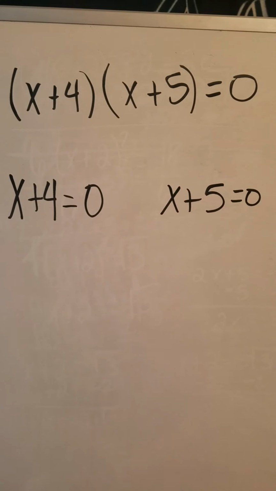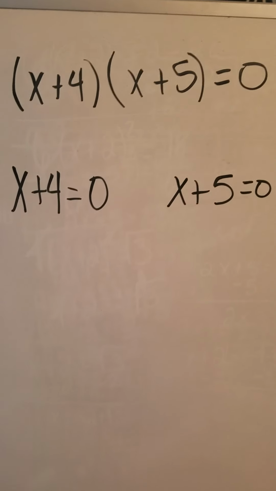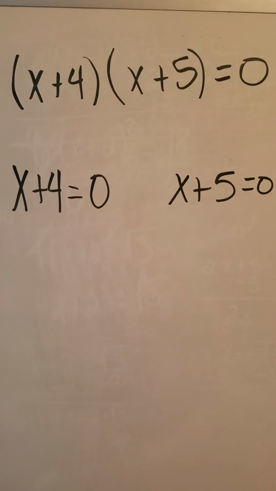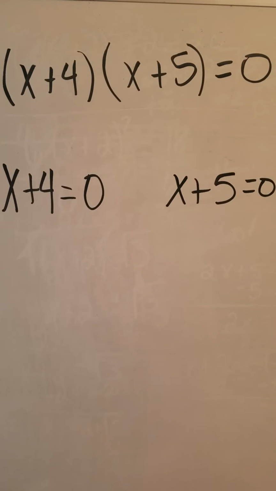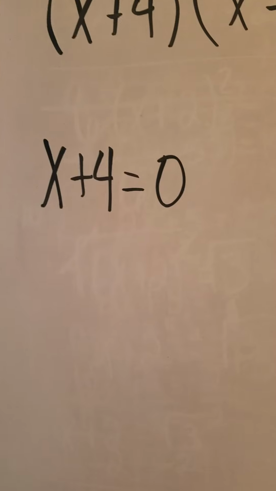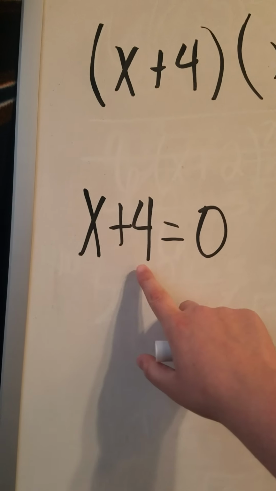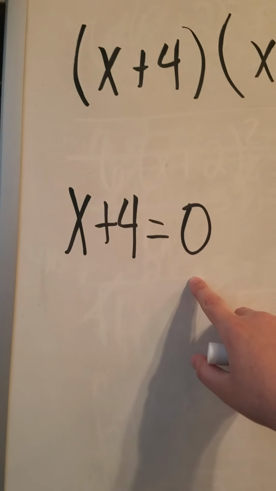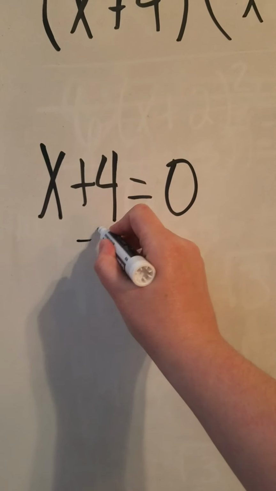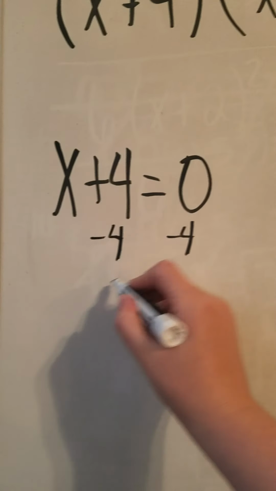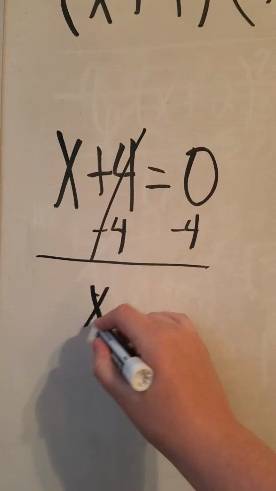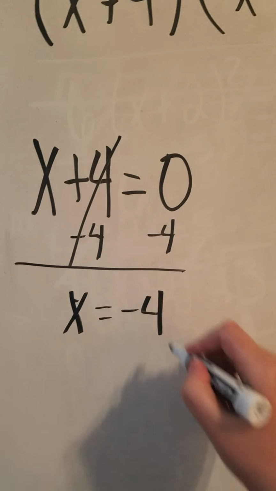Now, what we're trying to do is solve both of these for x. So, we're going back to beginning of the year solving. How would I solve this for x? I'm trying to get x alone. So, in order to get x alone, I need to move the 4 over to this side. The only way I can do that is by doing the opposite sign. So let's minus 4, minus 4. Those cancel out, and I get x = -4.